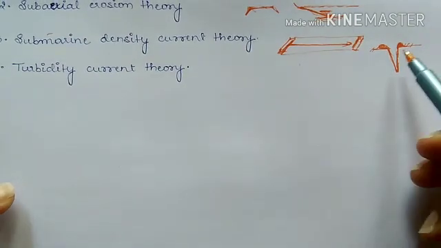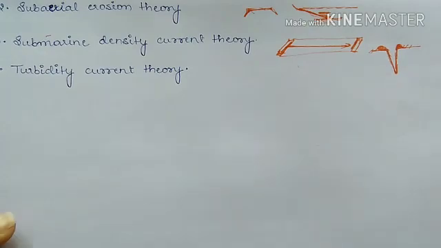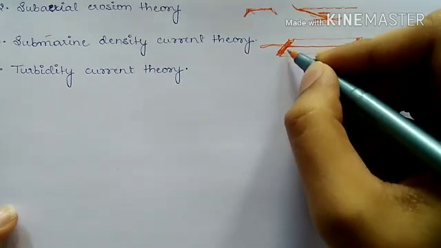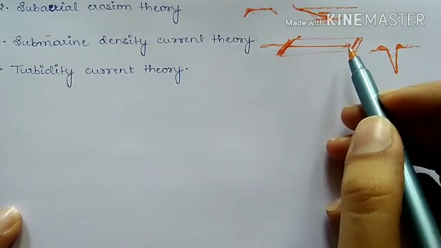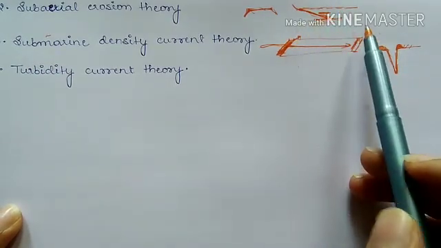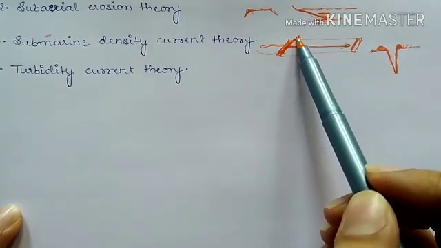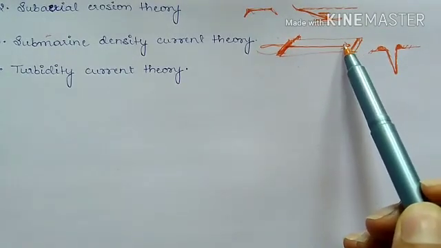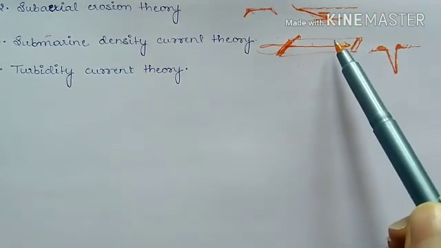Now these density currents are formed mainly in front of river mouths. Why? Because the river will change the temperature and salinity of the area, because of which these currents will be formed. They are basically originated due to this difference only. So these deep sea currents are formed near the mouth of a river.